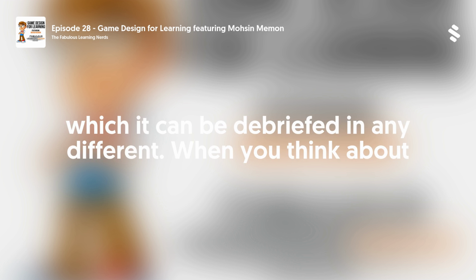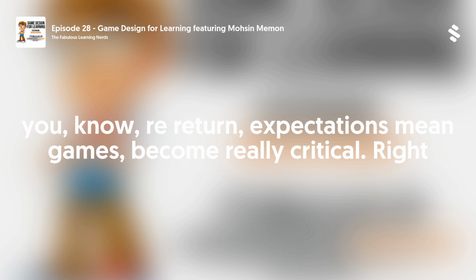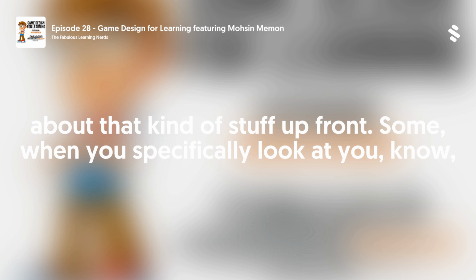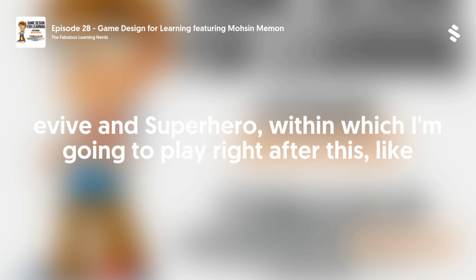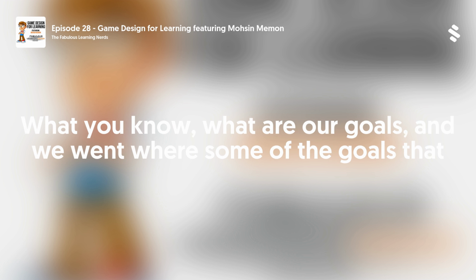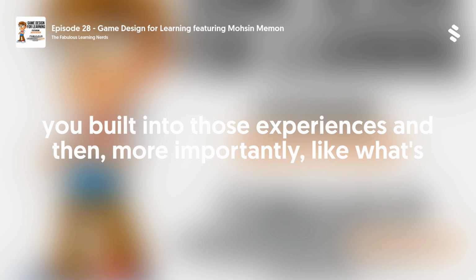When you think about ROE, return on expectations, I mean, games become really critical, right? And part of, I think, great design in any learning is to really be thinking about that kind of stuff up front. So when you specifically look at Evive and Superhero Within, which I'm going to play right after this, what are some of the goals that you built into those experiences?